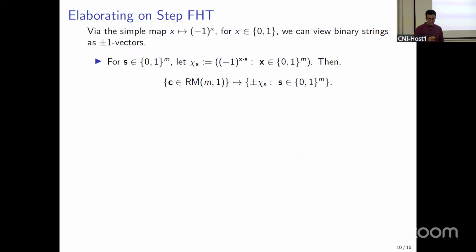Just to give you an idea of how this analysis proceeds for second order Reed-Muller codes. For such a family of codes, you have RM(m,2) being decomposed into RM(m-1,1).